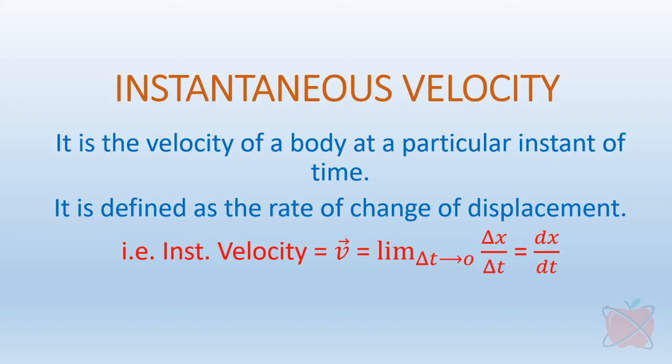Okay, so instantaneous velocity. What is this instantaneous velocity? It is the velocity of a body at a particular instant of time. Now, what does that mean? The velocity of a body at a particular instant of time.